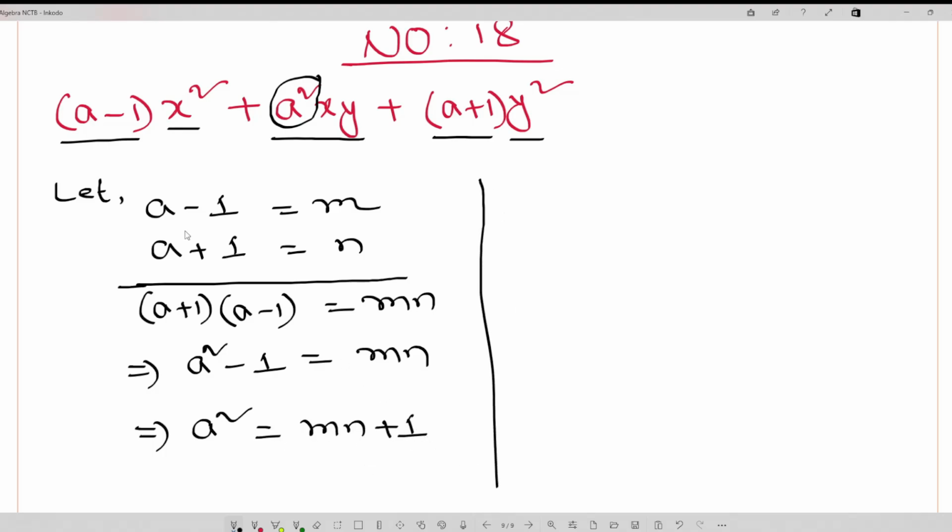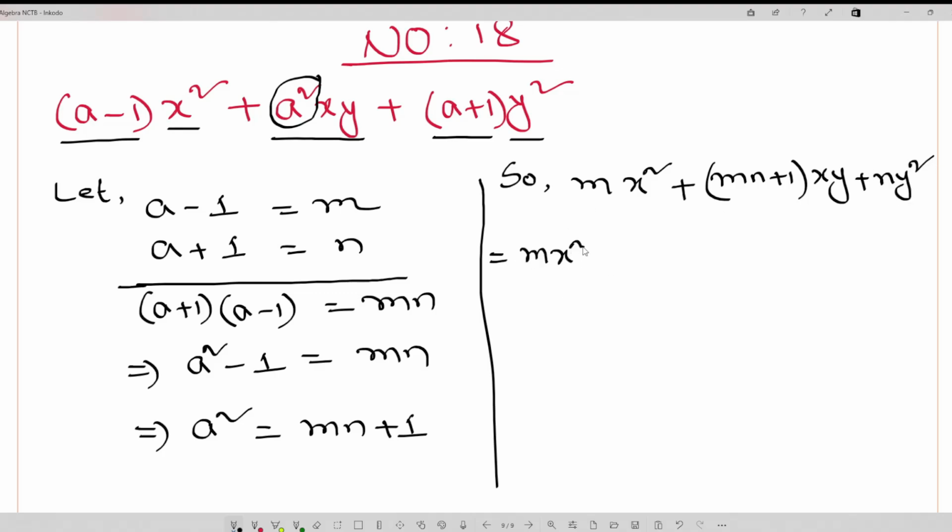Look, regarding this a − 1, we can write m, and here is x², plus this a², we can write mn + 1, and here is xy, and finally this a + 1 is n, so ny². Now this is mx² + mnxy + xy + ny², right?